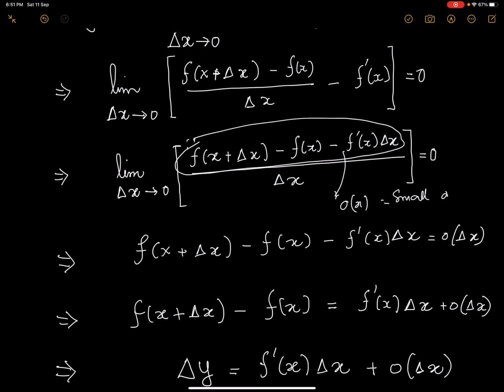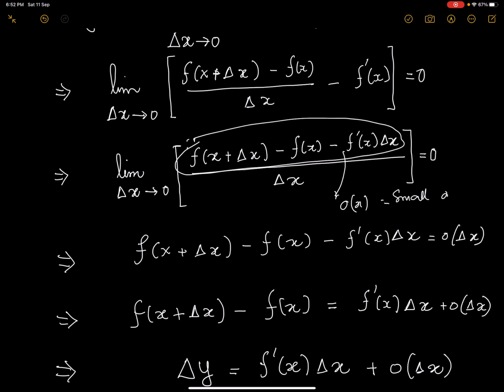So what does it tell me? It tells me that if you move a little away from x, I can approximate the value of f(x + Δx) using the linear function f(x) + f'(x) into Δx. So essentially this is the equation of the tangent at (x, f(x)). So we will not get into that.